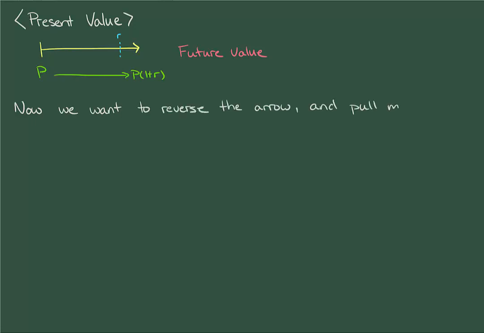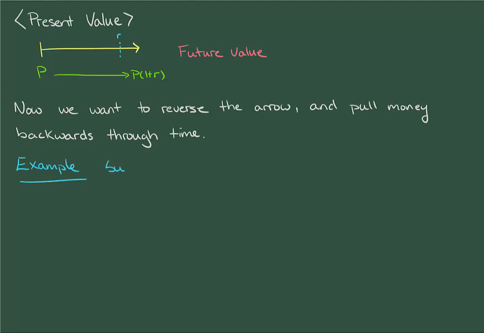Okay, so we want to start with the final amount that we want. So we're going to say we want some value S, and we're going to pull that money backwards through time. And we want to figure out what is the formula for this? How do we actually achieve this? The best way to do this is with an example.